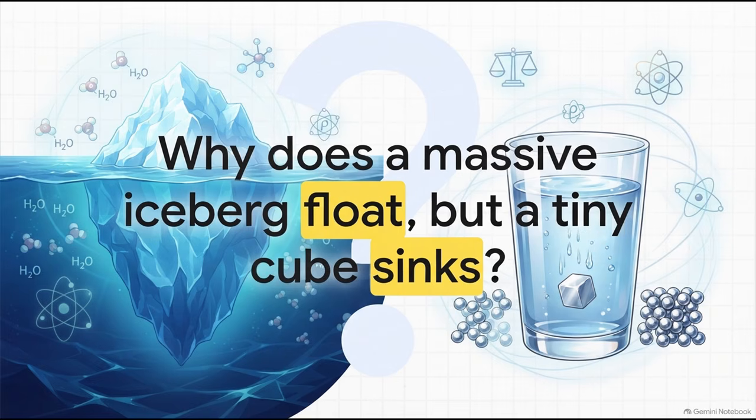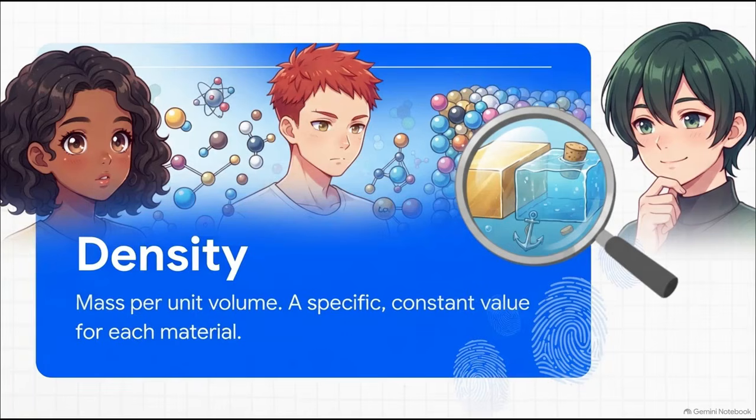Picture a colossal iceberg weighing thousands of tons happily drifting along the surface of the ocean, but a tiny, lightweight aluminum cube plummets straight to the bottom of a glass of water. So it clearly has nothing to do with the total weight of the object. So what's this secret mechanism actually at play here? Okay, let's dive right into this.